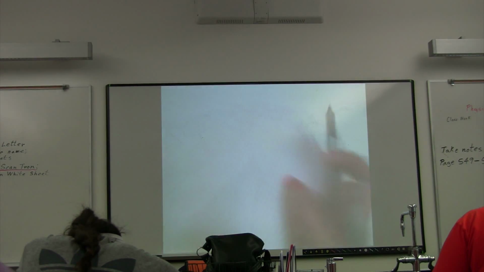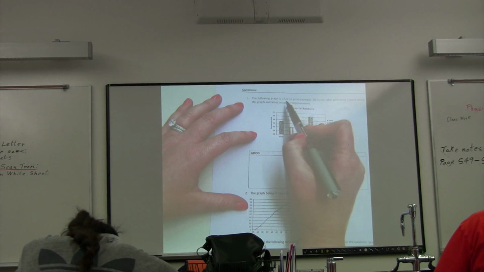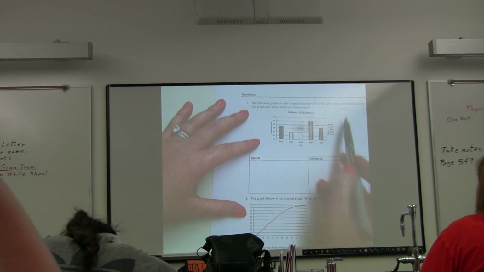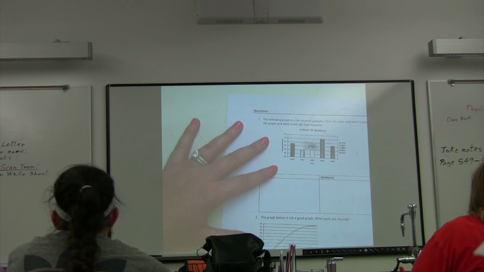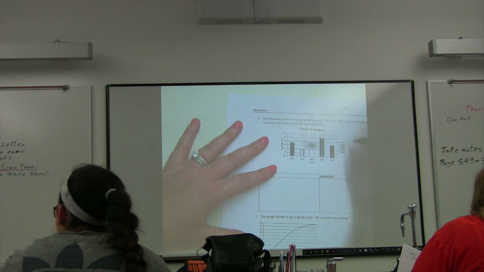Comparing different things. Okay, so look at the back. Look at the next part. The following graph is a fair to good example. Fill in the table with what's good about the graph. So this is fair to good. Crimes and a robbery. Well, we have the year. That's good. What else do we have?